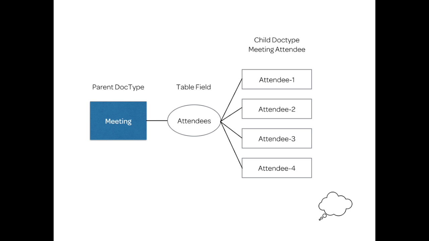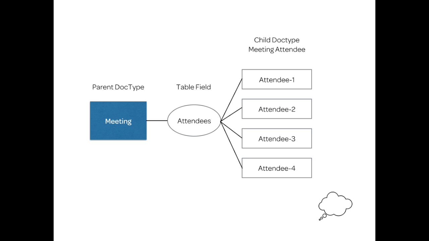Hi, welcome to the fourth thought bubble of the second session. Here we'll discuss briefly about child tables. So we've seen that when you create a DocType, a form is created. Sometimes a form has child entities. Let's see a meeting example. Here you can have multiple attendees for a meeting, and these attendees are probably a part of the meeting itself.